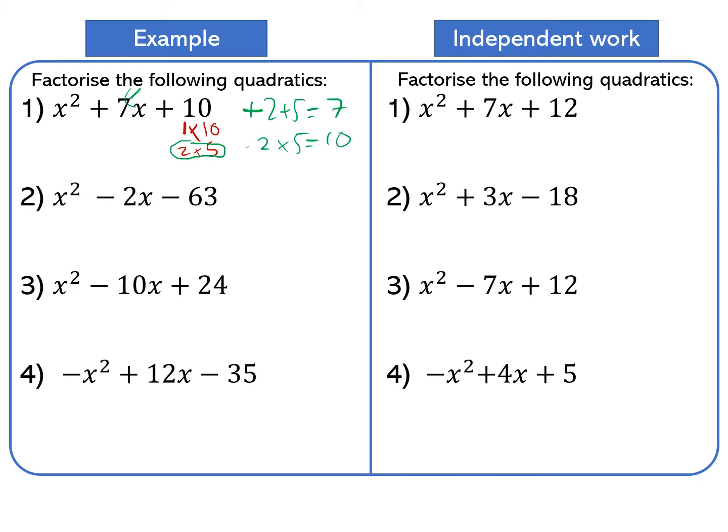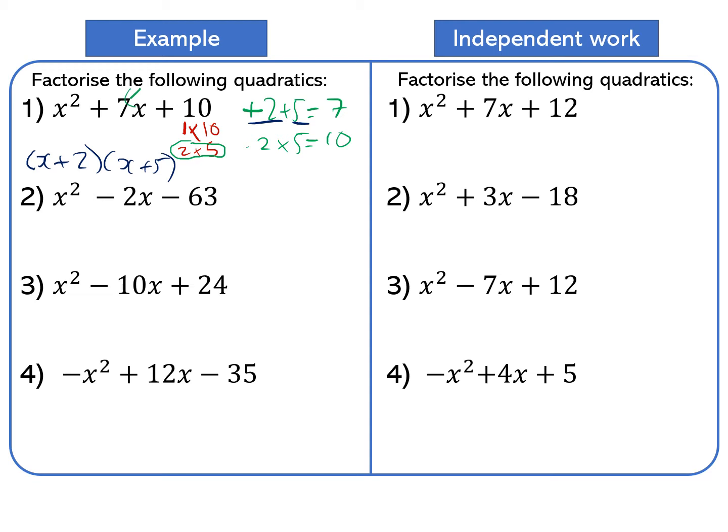So that satisfies what I want to do. Now all I've got to do is place that in our bracket. So I've got x plus 2 and x plus 5. And that question's done. Let's move on to question 2.